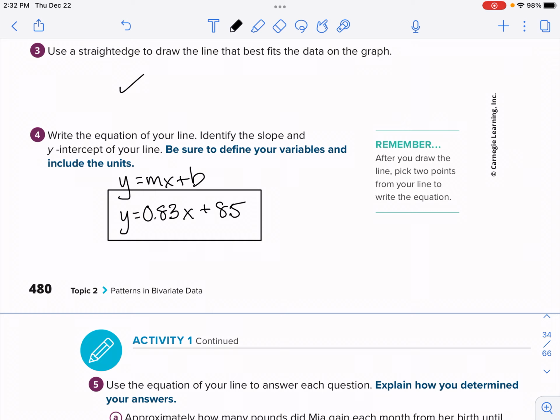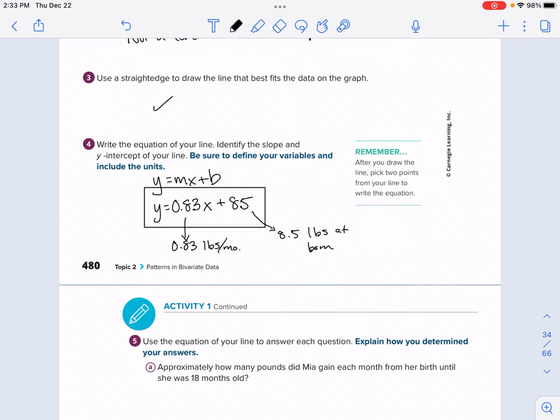So this is telling us that this is our slope, how much we move. This is telling us that Mia roughly gains 0.83 pounds per month. And since this is where we begin, this is telling us that maybe Mia weighed 8.5 pounds at birth. Just put when she was born. Okay, so we're going to provide some information for interpolation and extrapolation.